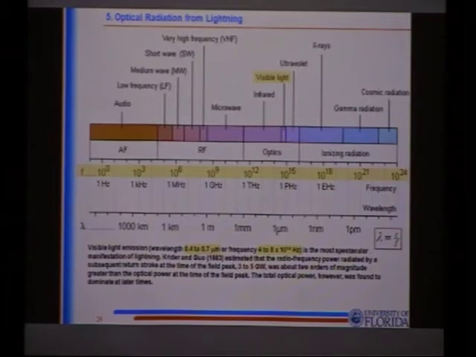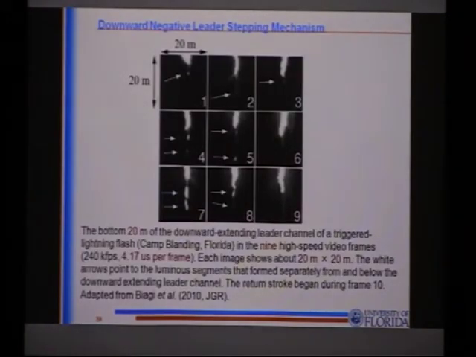Moving further to the right along this frequency scale, visible light. So this is the optical portion of the spectrum, visible light from roughly 400 to 700 nanometers, and the corresponding frequencies are somewhere between 10 to the 13th and 10 to the 15th hertz. Optical radiation is used for studying lightning phenomenology and mechanisms of various lightning processes. And I'm going to illustrate this for the leader step formation mechanism and for the attachment process.